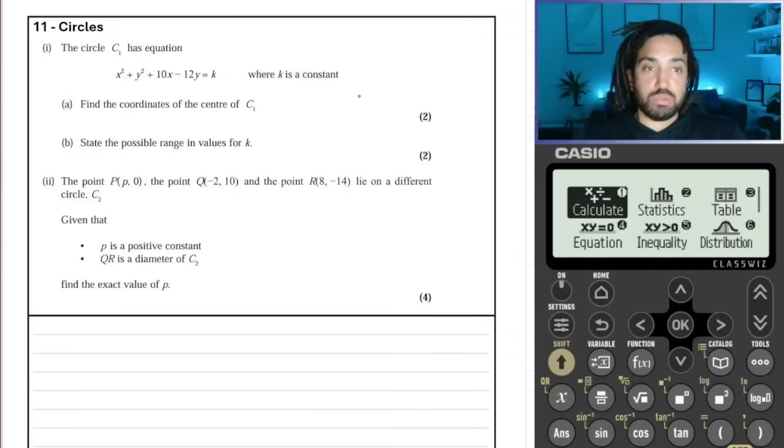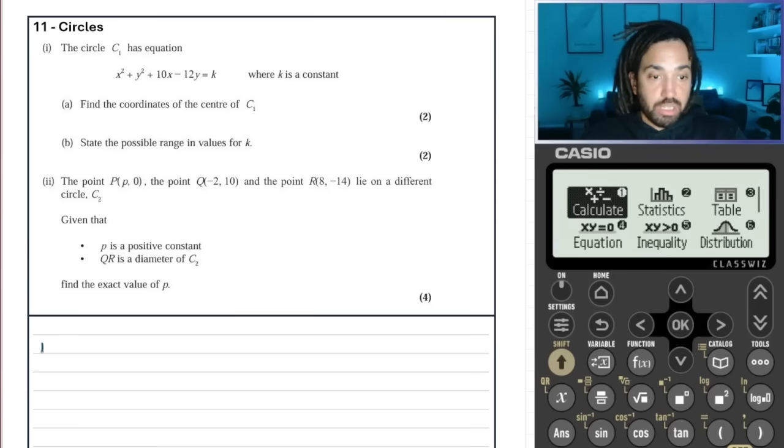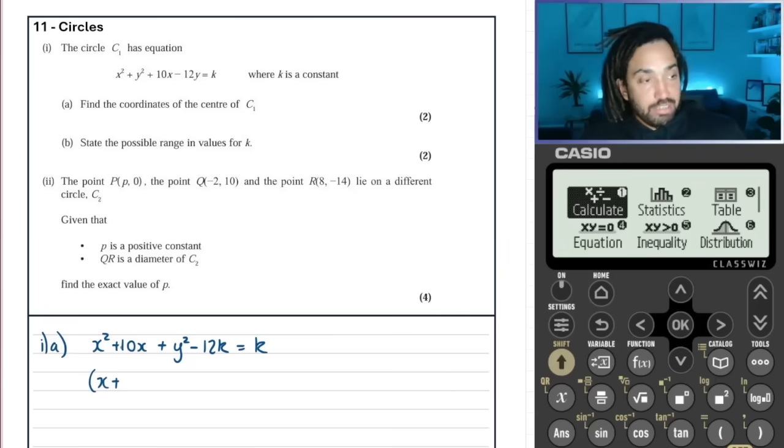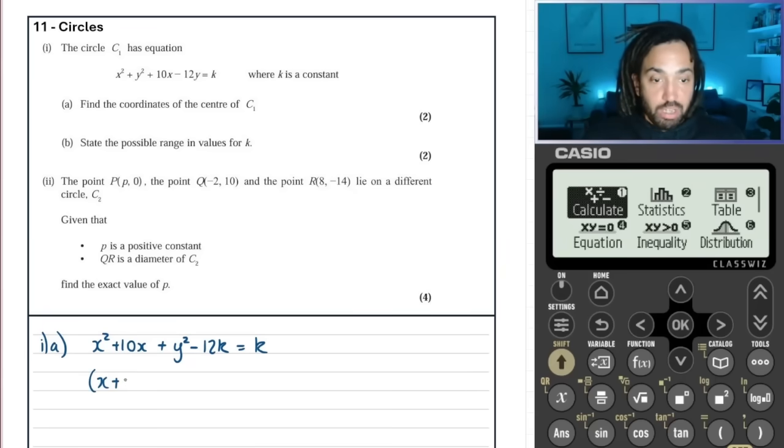Okay, we've got a circles question, and we are going to start by saying part 1A, and it says find the coordinates of the center of the circle. Well, in order to do that, we need to complete the square. So we write the two x's next to each other and the two y's next to each other, and then we keep that constant term k over on the other side. We'll complete the square, so we take the 10, the number of x's, and we half it, and then we write in brackets x plus that squared, and then we minus that value squared.